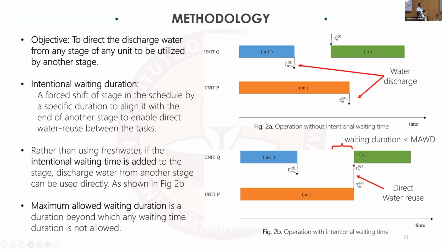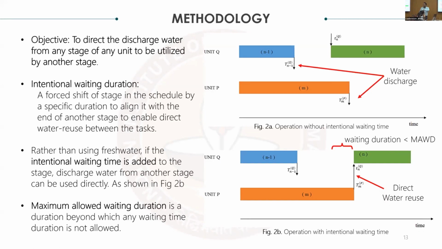Now, if I push this operation slightly to the right, meaning I give a waiting time, if I push this to start slightly later, then I can avoid storage, and at the same time I can recycle the output water of this unit to the next unit. So all I need is a slight waiting time. That's what I call this waiting duration, intentional waiting. It's not a part of the makespan.